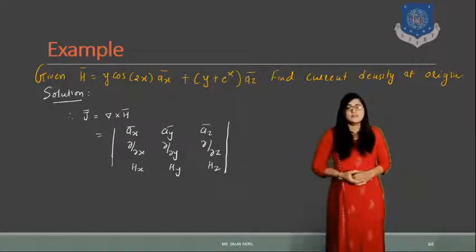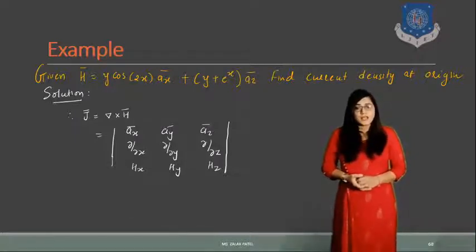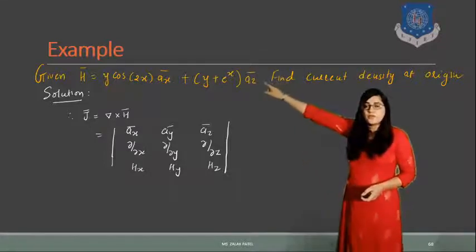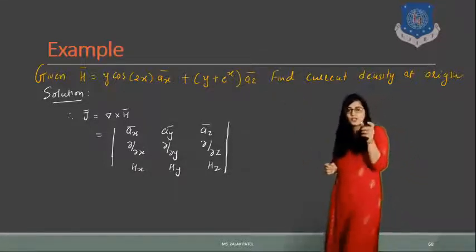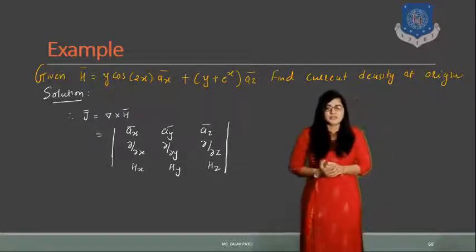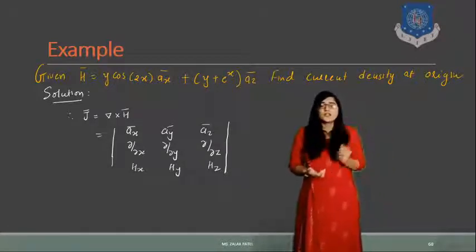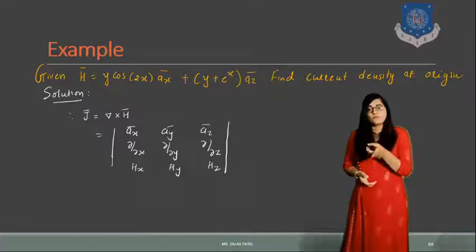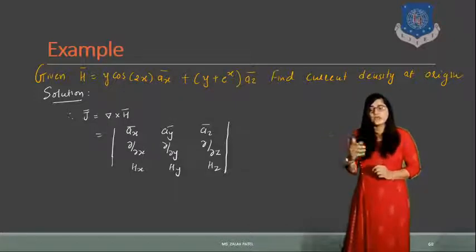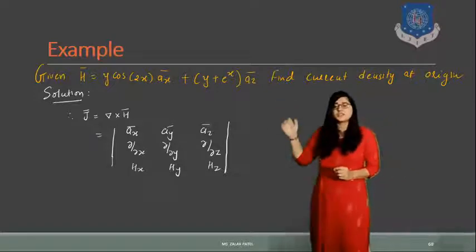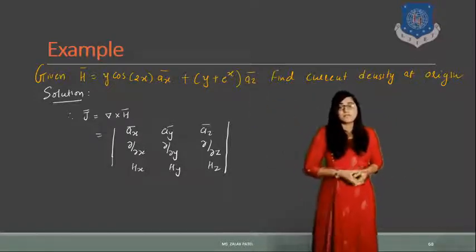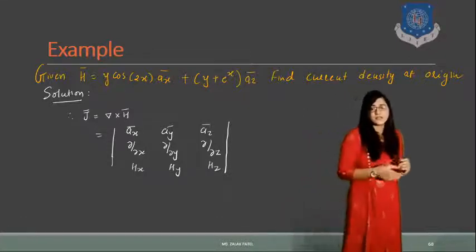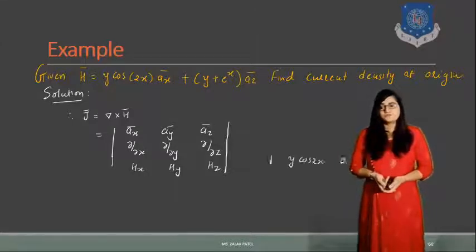Ax, Ay, Az, del by del x, del by del y, del by del z, Hx, Hy and Hz. Now, in this problem statement, the coefficient multiplied with ax bar is obviously the component of x. In the same way, whatever is multiplied with az bar is the component of z only. So here Hx is y cos 2x and Hz is y plus e raised to x. Let's put it here. There is no term of ay bar present, which means Hy is 0.